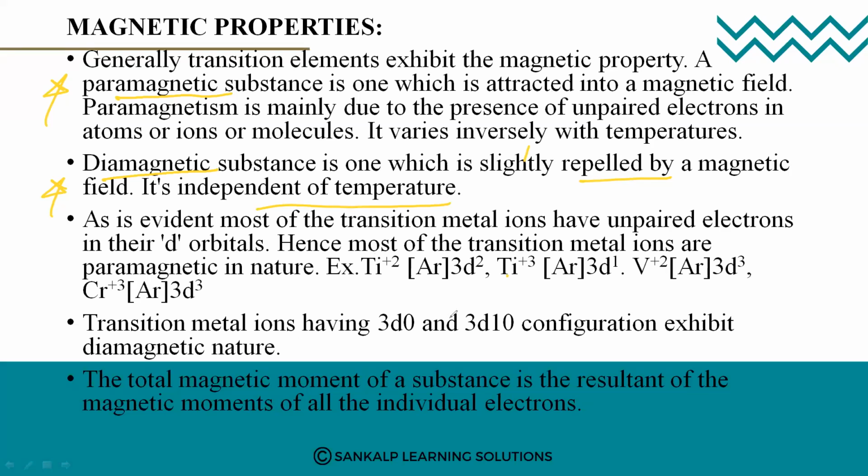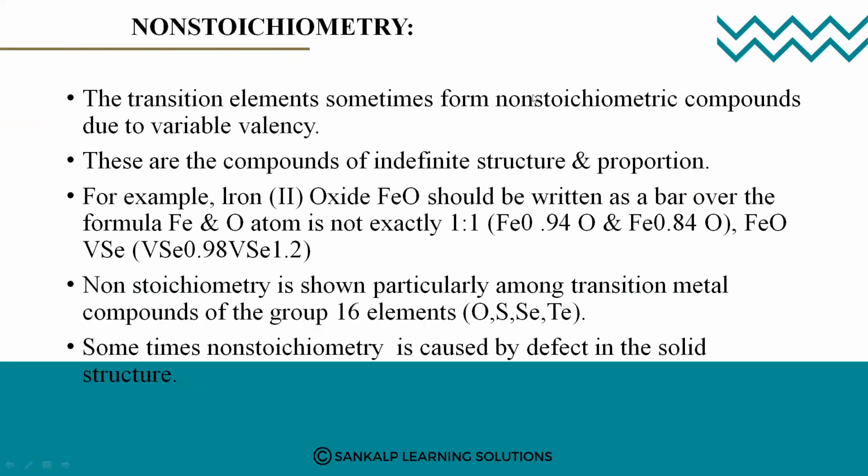So as transition metals, they have unpaired electrons in their d orbitals. So most of the transition metals are paramagnetic in nature. Why? Because the electrons are unpaired. These are some examples wherein the electrons of some of the transition elements are unpaired. This we'll see later. So these are some of the important key features of magnetic properties.